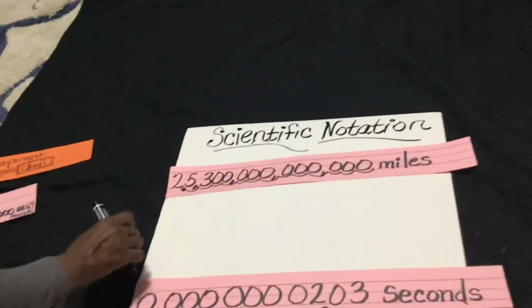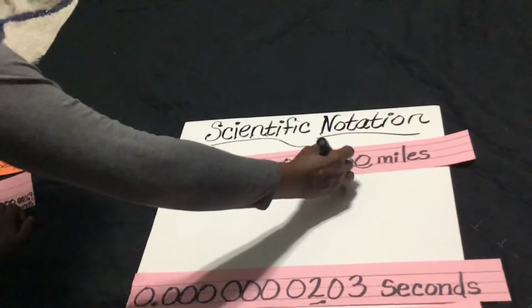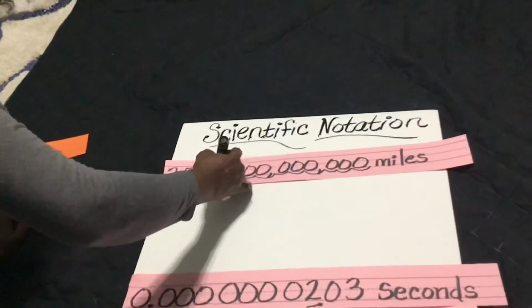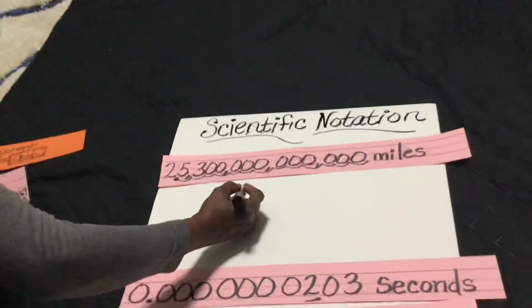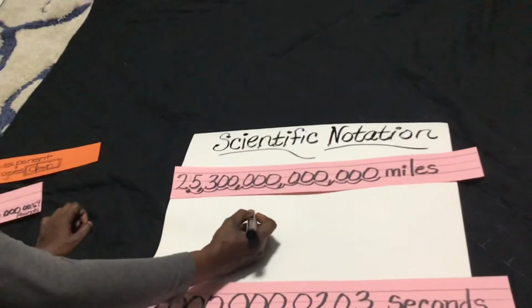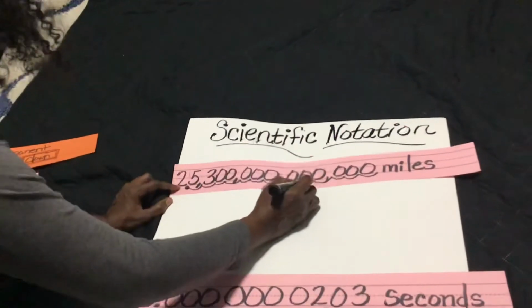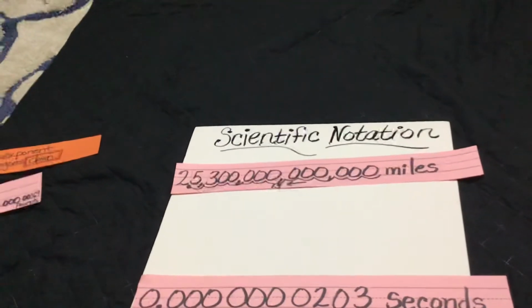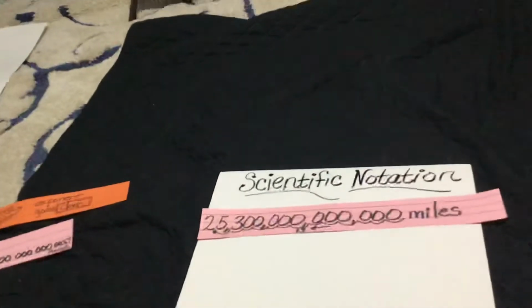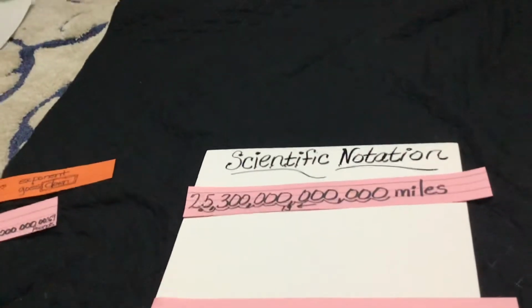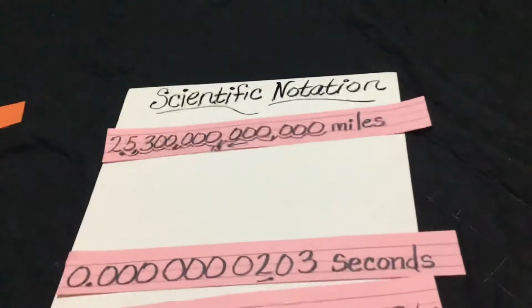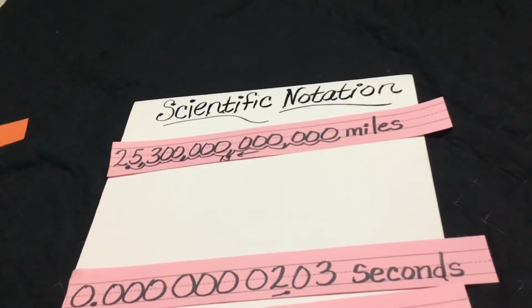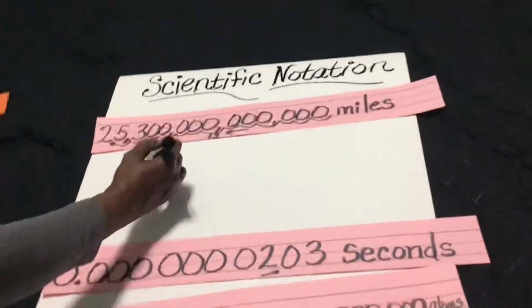So how many times did I move? 1, 2, 3, 4, 5, 6, 7, 8, 9, 10, 11, 12, 13. I moved 13 times. Went back and I moved 13 times. So now I moved it 13 spots in that direction. So I need to write the number with a decimal place in the new position. So it's going to be 2.53.